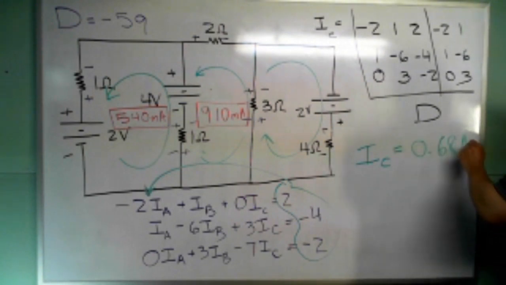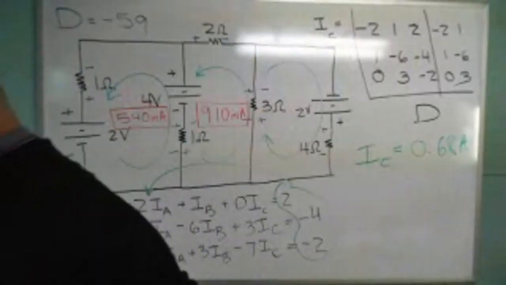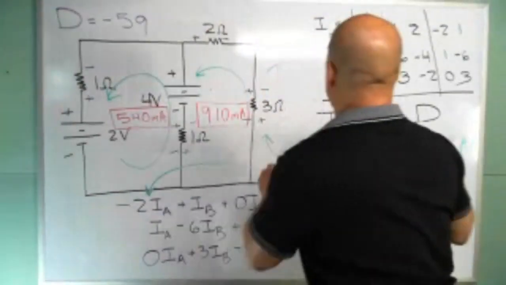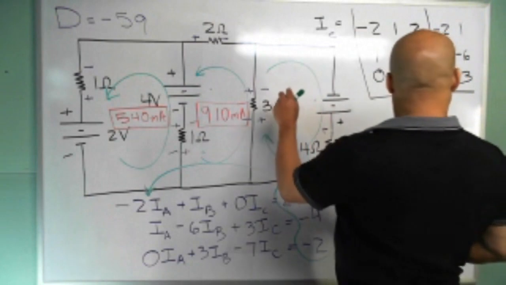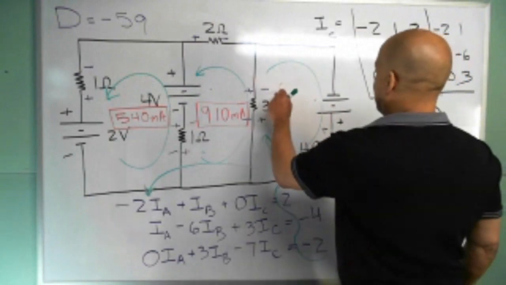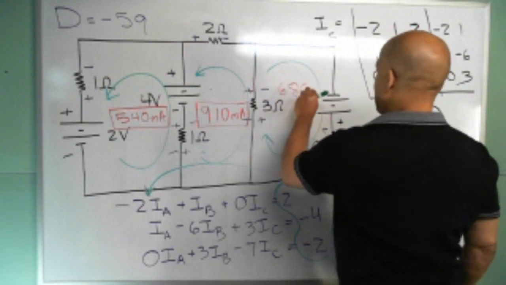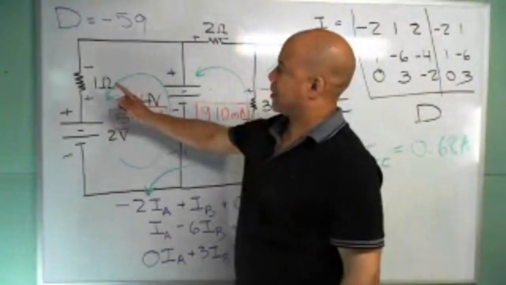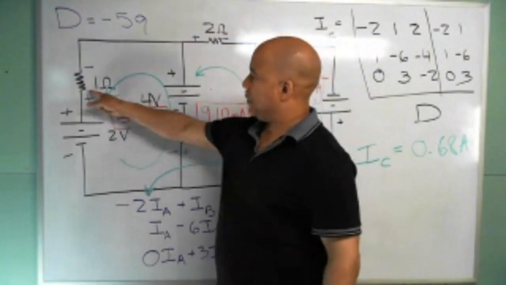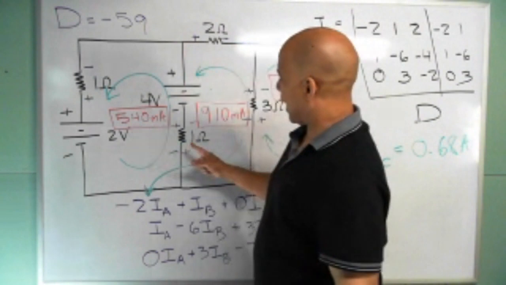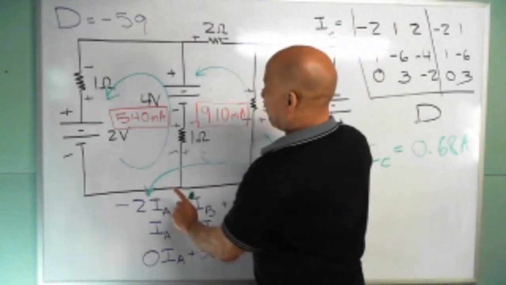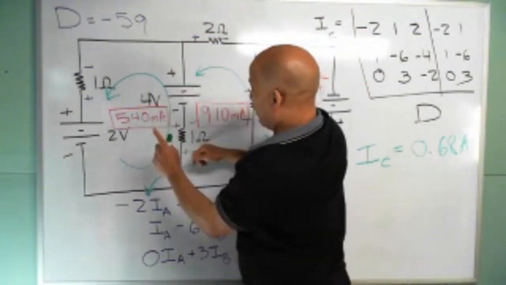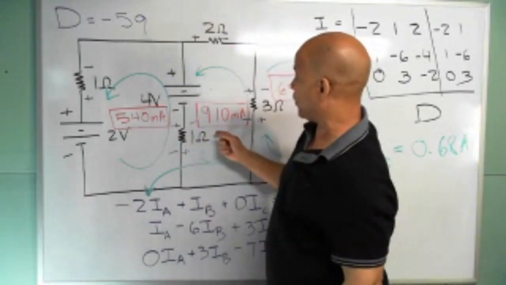So what you would do now. Let me put that here. I guess I'll write it as. All right, so at this point, what you would do, you would write the current for each individual resistor. This resistor has 540 milliamps. Now, how would I get this one? Well, I'm showing 540 milliamps coming up and 910 going down. So I would subtract the two to get the value in here. And it would be in the direction of the larger current, which is the 910.